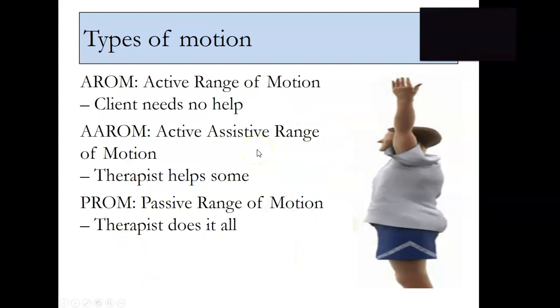Ranges, types of motion. Ranges of motion, we use this terminology a lot in this class and in your career as an OT. These different terms, you need to know them, know them like the back of your hand. Active range of motion, sometimes abbreviated AROM. This is like your normal movement.